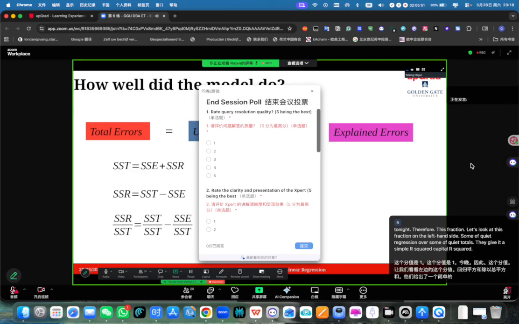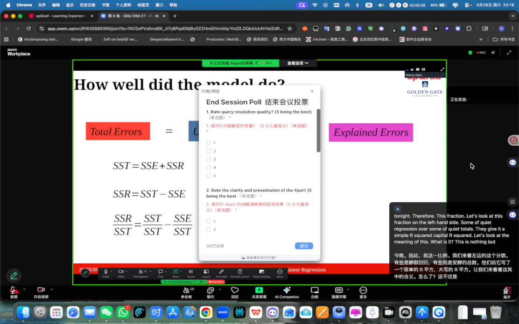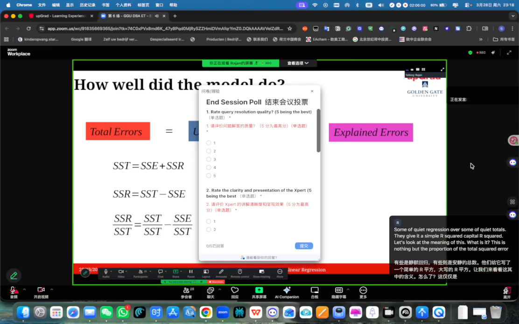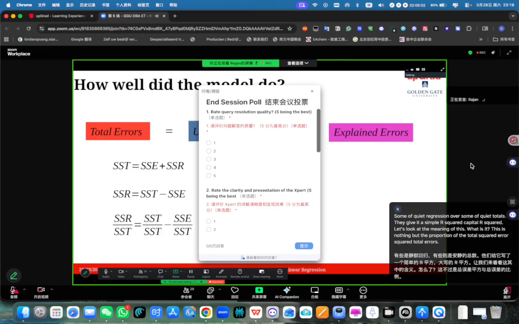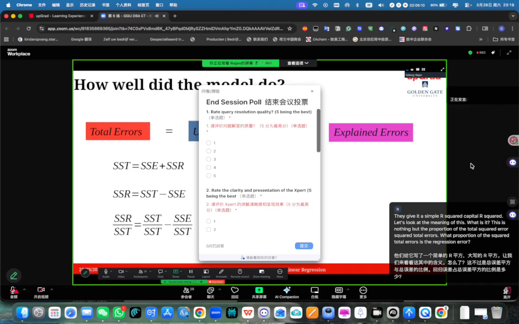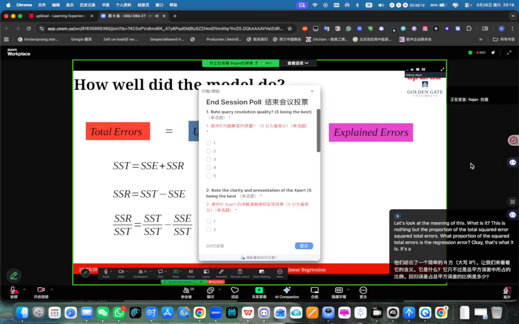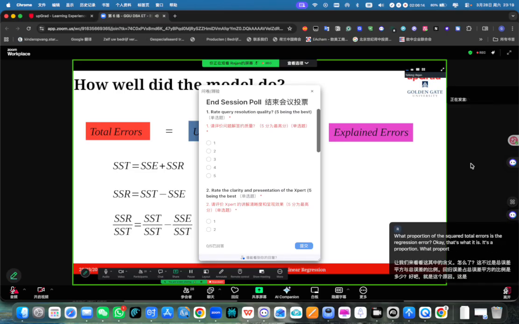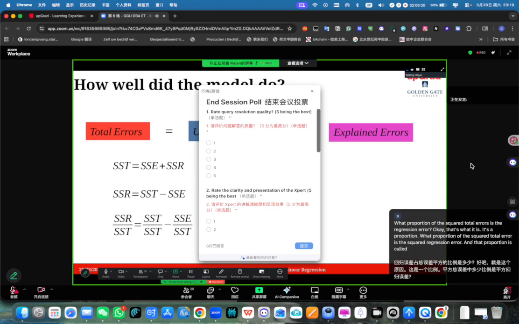Let's look at the meaning of this. What is it? This is nothing but the proportion of the total squared error. What proportion of the squared total errors is the regression error? Correct? That's what it is. It's a proportion. What proportion of the squared total error is the squared regression error? And that proportion is called R squared.